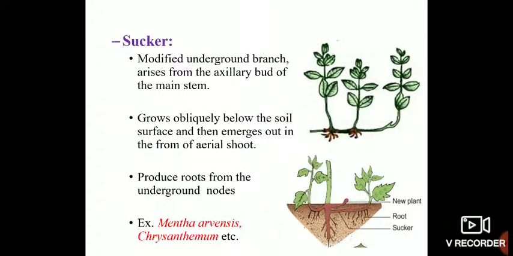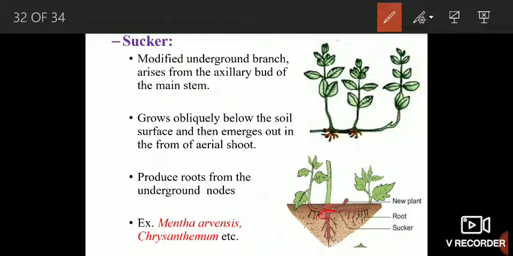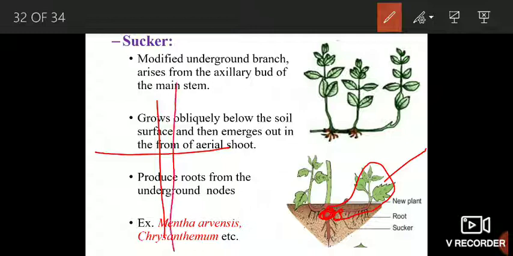Now, the second type of subaerial stem modification is sucker. These are modified underground stem branches which arise from the axillary buds present on the main stem. Here you can see this is the underground part of the stem, and from it, axillary buds form the modified type of branches which are known as suckers. I will make it more clear. This is the underground part of the stem, and it contains axillary buds. These axillary buds grow and form the suckers.